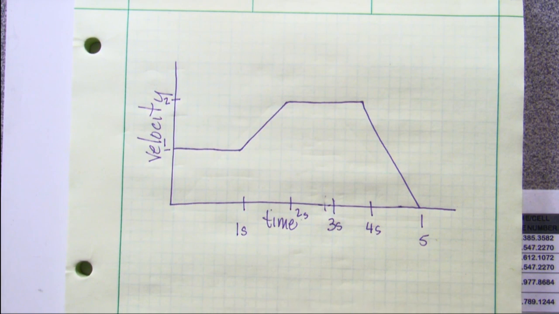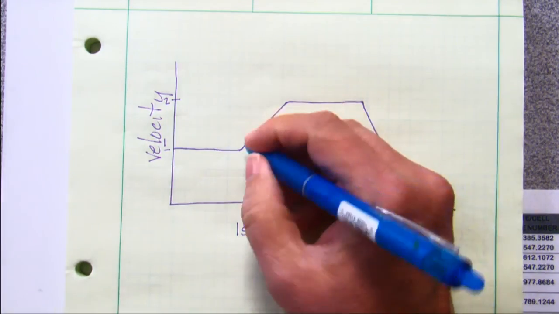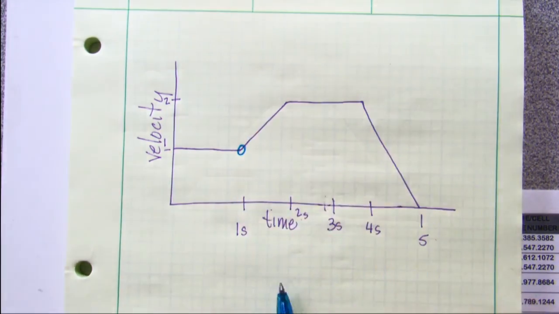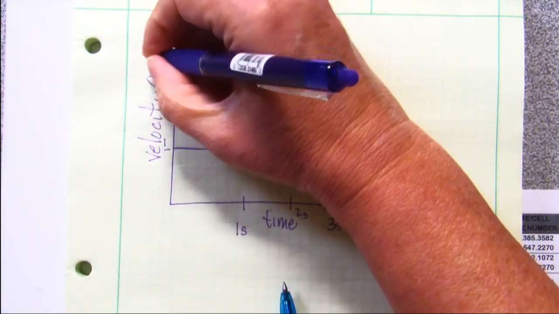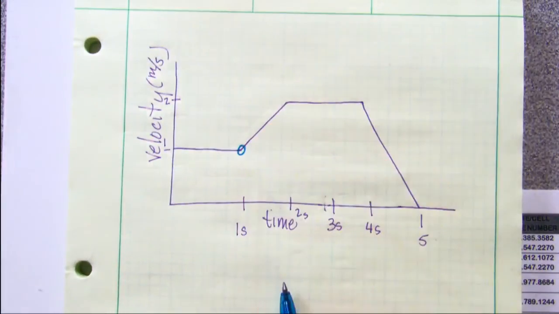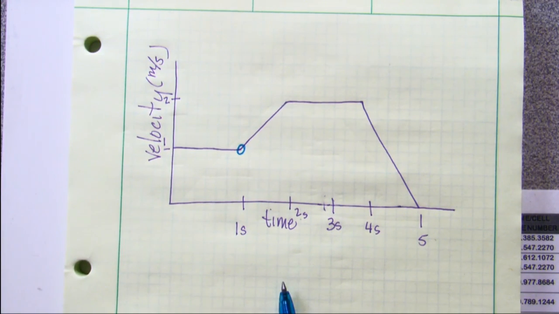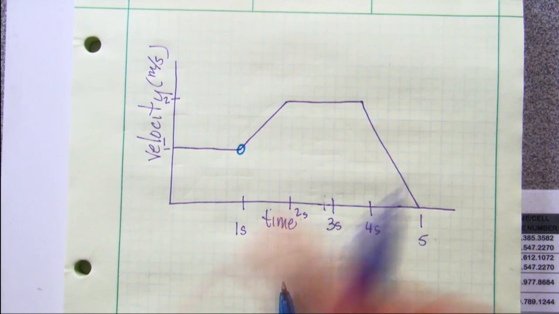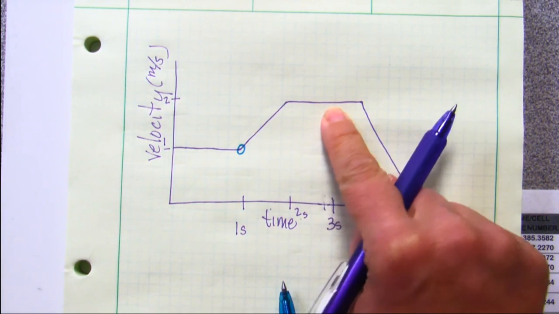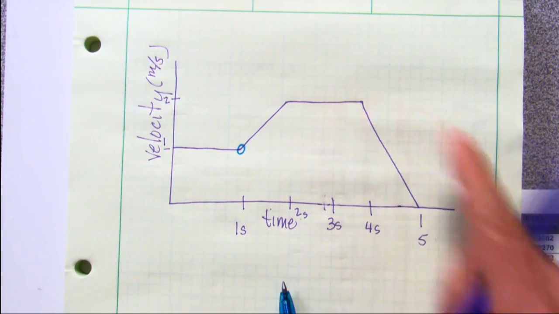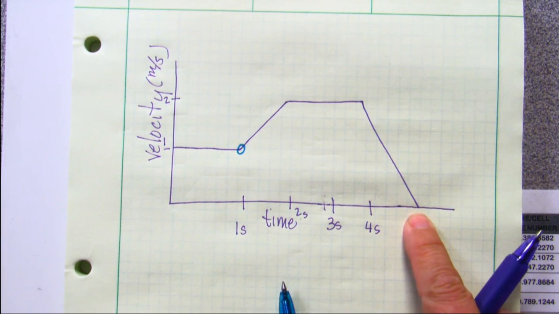So my instantaneous velocity at 1 second, and this is going to be in meters per second, is 1 meter per second because I can read it directly off the graph. My instantaneous velocity at 3 seconds is going to be 2 meters per second. My instantaneous velocity at 5 seconds is going to be 0 meters per second.